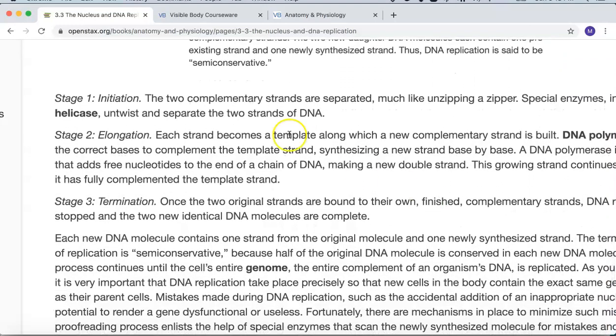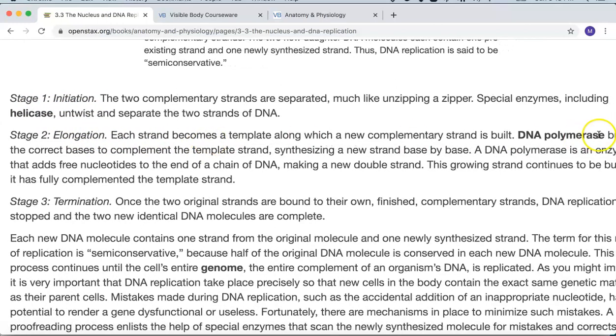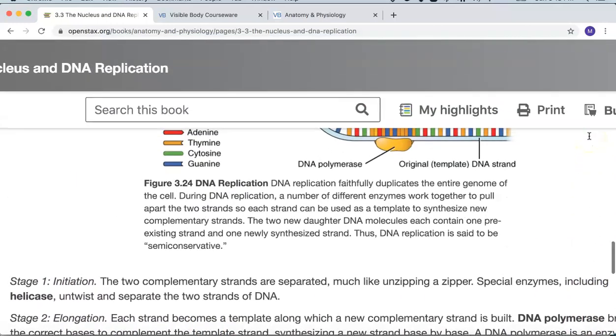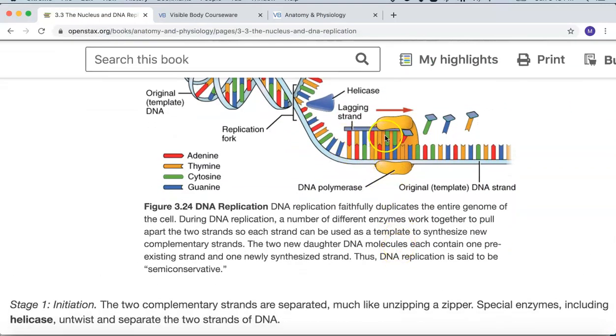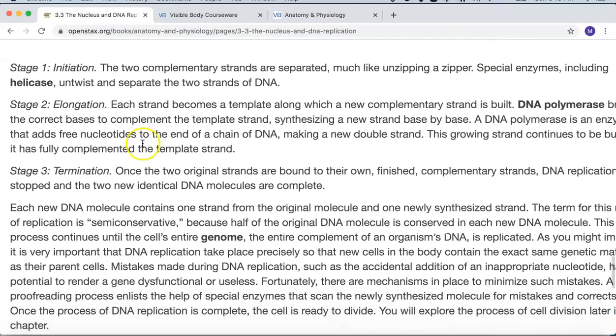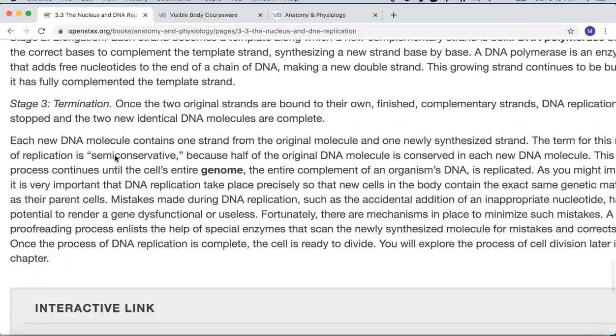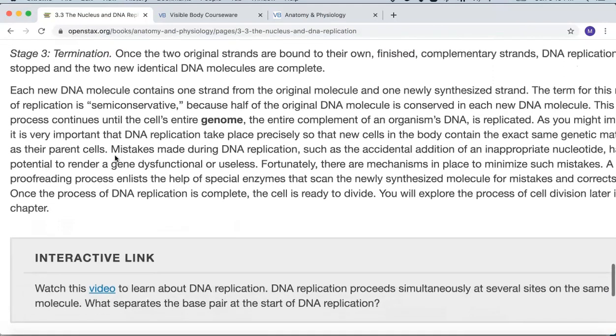If you go through and read a little bit about the initiation of the process, that's just breaking those hydrogen bonds and untwisting it, getting it ready with helicase. Elongation is just using the DNA polymerase molecules that you saw above. These guys right here, DNA polymerase, to lay down the new strand as a template of the old strand. And then termination. We're not going to ask you about how it terminates, but the process has to be terminated at the end. And that's pretty much it.